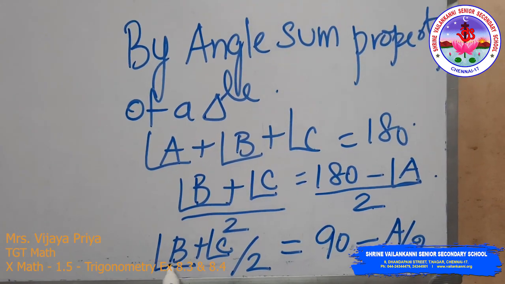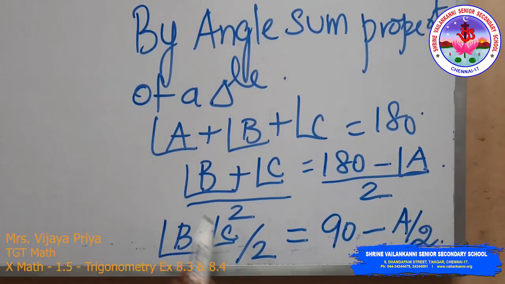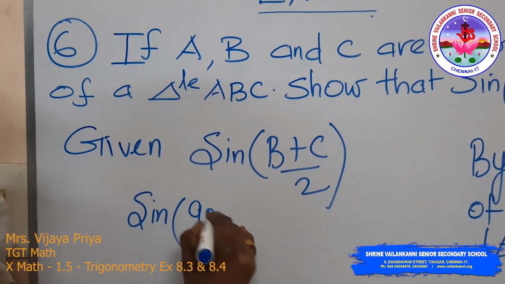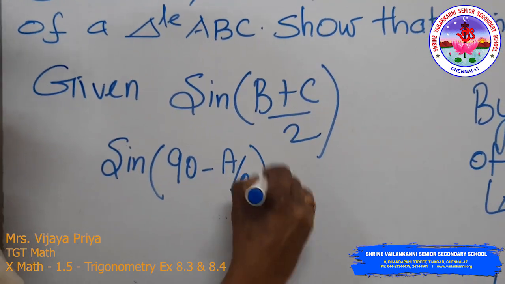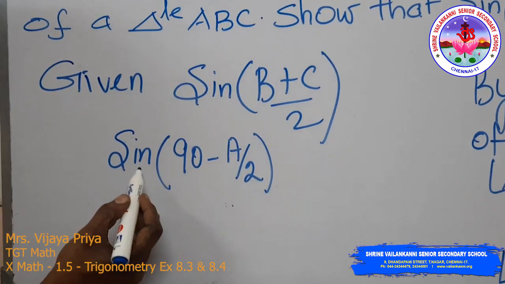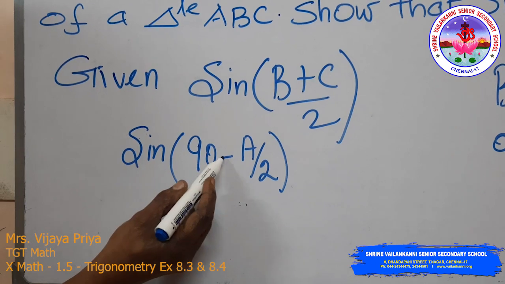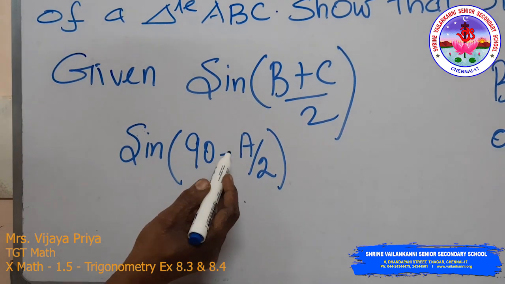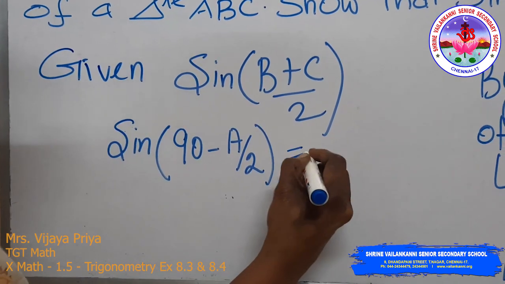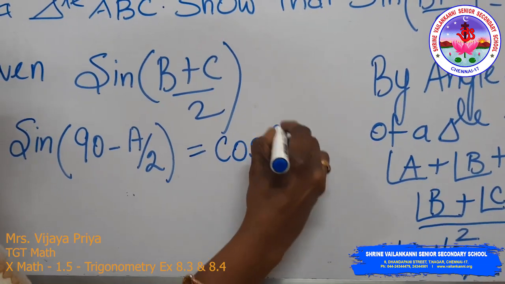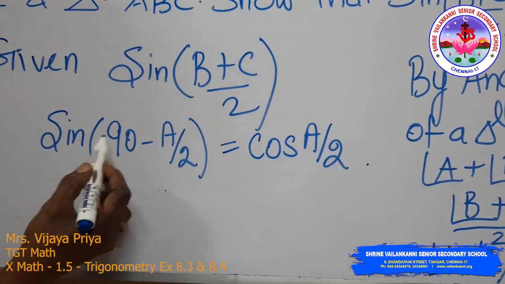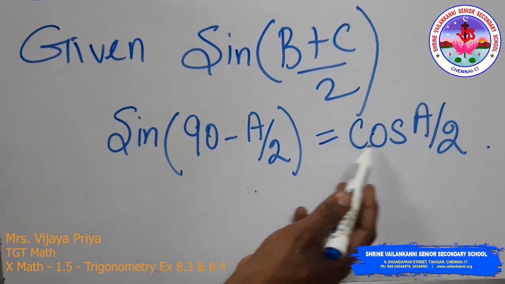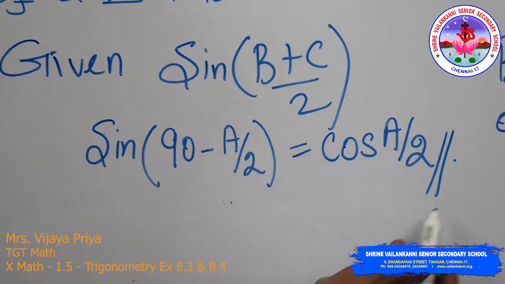I am going to substitute the value of (B plus C) by 2 in the problem. Instead of (B plus C) by 2, I am writing this as 90 minus A by 2. So now, using my complementary angle function, sine of 90 minus theta is equal to cos theta. Sine of 90 minus A by 2 becomes cos A by 2. Hence, verified.